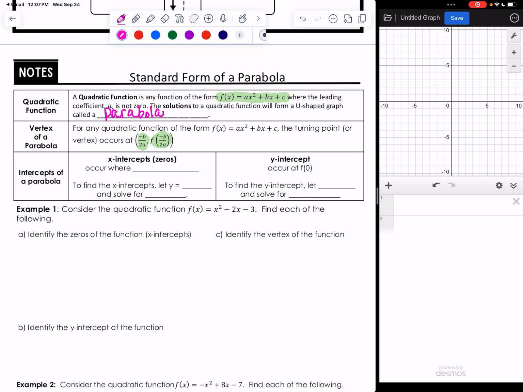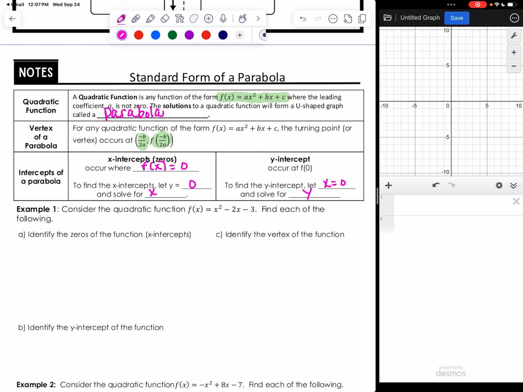Parabolas also have x-intercepts and y-intercepts. Now, the x-intercepts, sometimes referred to as the zeros of the function, occur where f of x is equal to 0. So to find the x-intercepts, you let y equal 0 and solve for x. The y-intercept occurs at f of 0. So to find the y-intercept, you let x equal 0 and then solve for y.